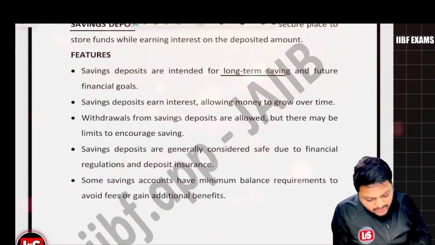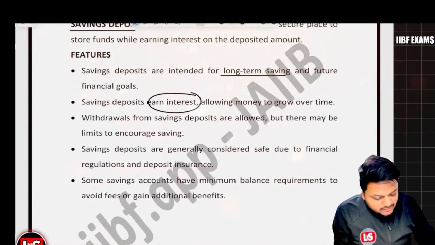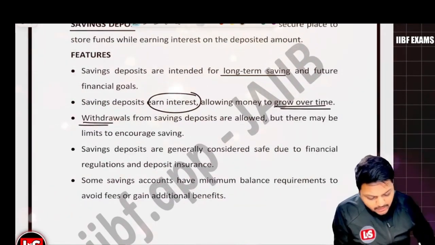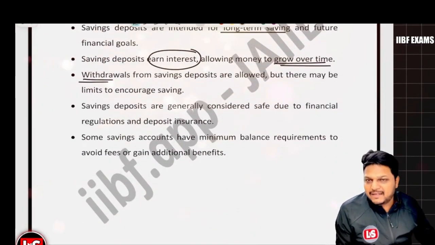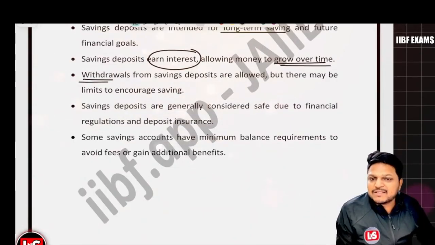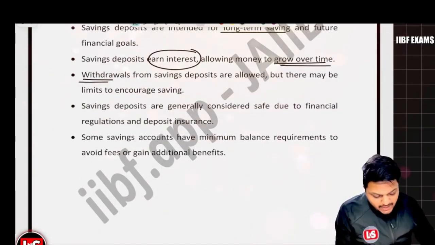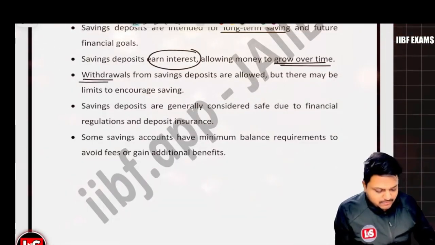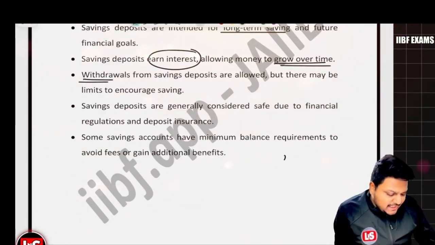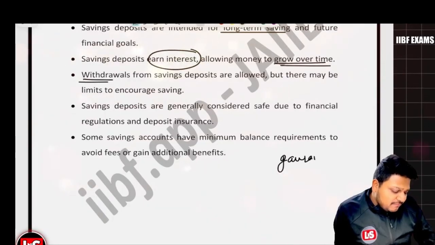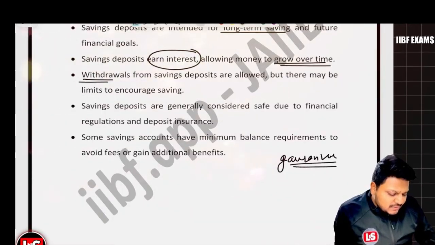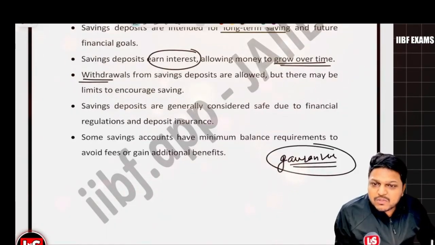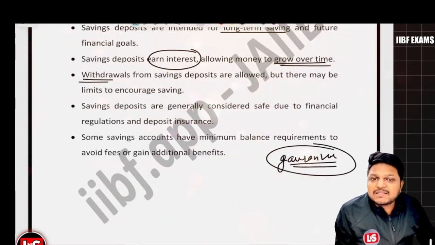So you earn interest, as I told you, and the money grows over time. Withdrawals are allowed, right? But these are limited. It's not like unlimited transactions in the saving bank account. And also the balances in the saving bank account are secured. There is a guarantee which is available. If you have placed a balance in the saving accounts or in any of the accounts, the deposits are considered safe.